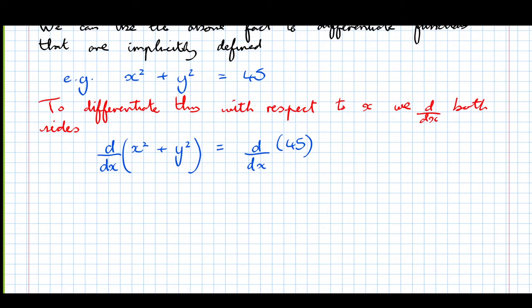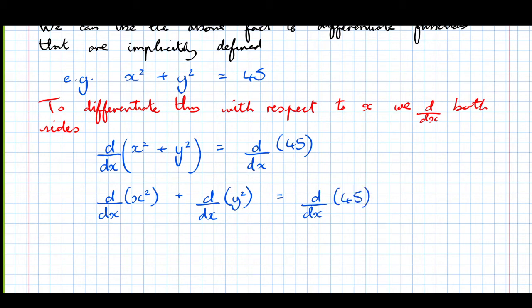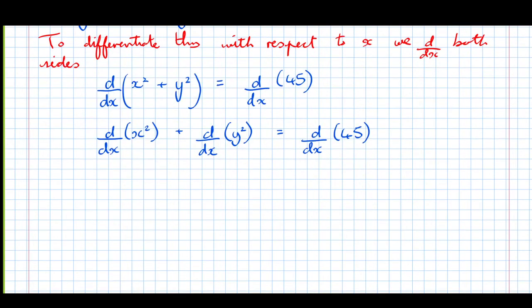So now, that's d dx of x squared plus d dx of y squared equals d dx of 45. So we know how to differentiate x squared with respect to x. That's just 2x. We know how to differentiate the number 45 with respect to x. Any number differentiates to 0. This is the problem here.